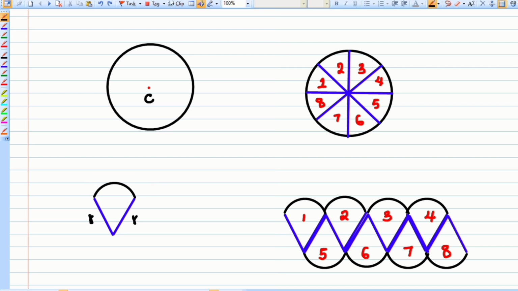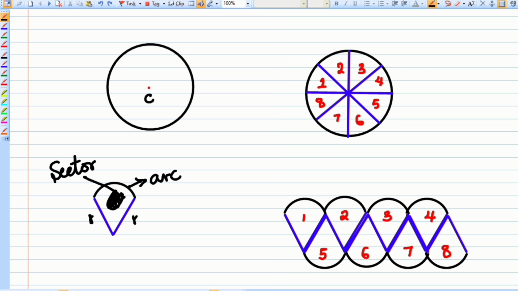So what is this area inside here called? It's called a sector. Alright, so what is the sector of a circle? A sector of a circle is a portion of the circle that is bounded by two radii. So we have two radii and then an arc. And an arc, remember I said, is just a portion of the circumference.